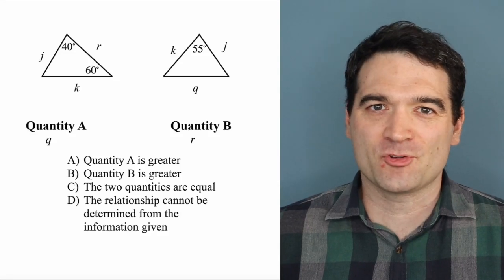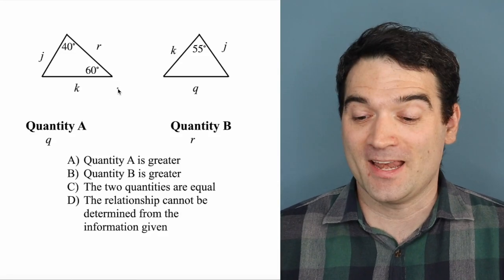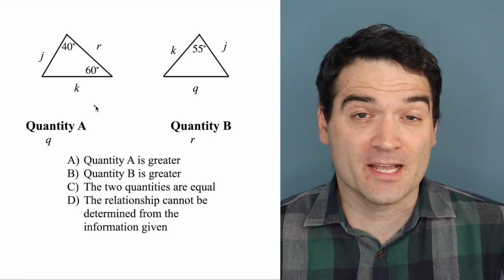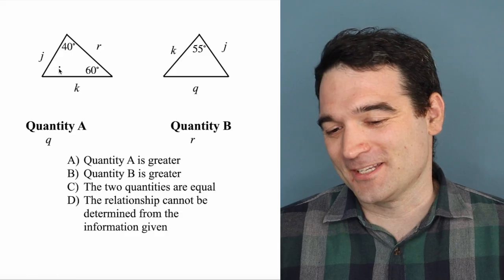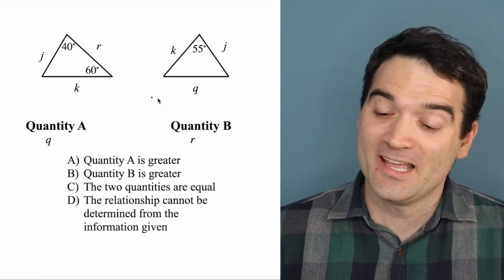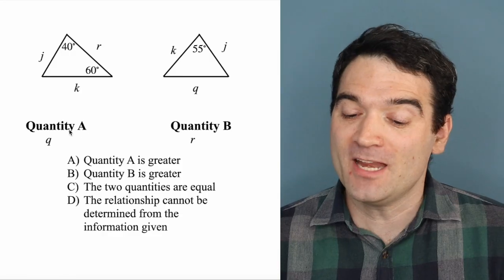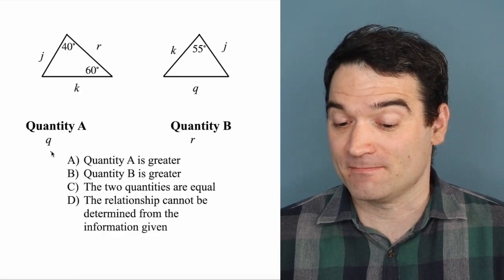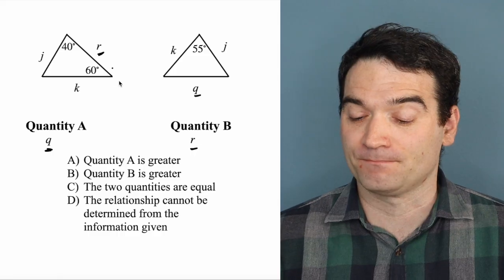Here's a GRE geometry question. Let's take a look. So we have these two triangles right here, and each of these triangles has three sides, as triangles tend to have, right? This one, for instance, has sides J, R, and K, and this one has sides J, Q, and K. And we need to figure out which quantity is greater. Is it side Q right here, or is it side R right there?